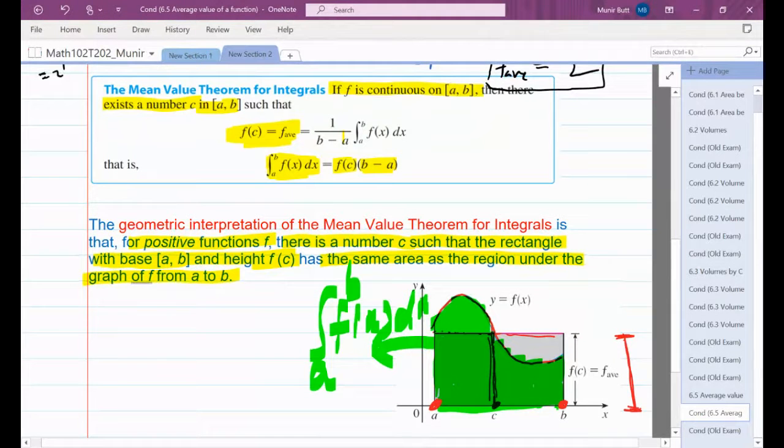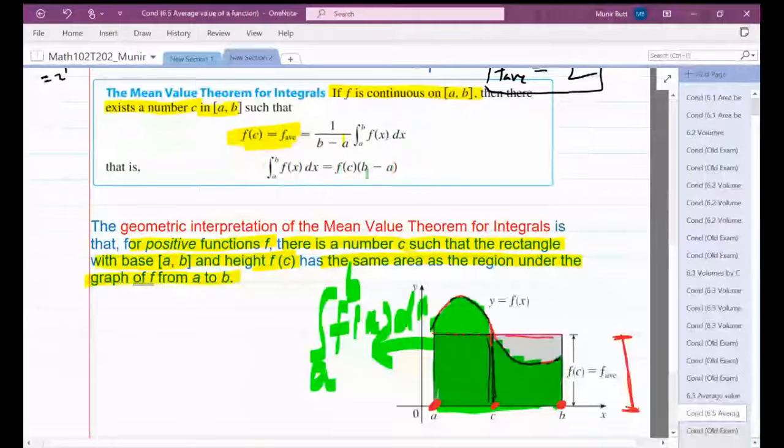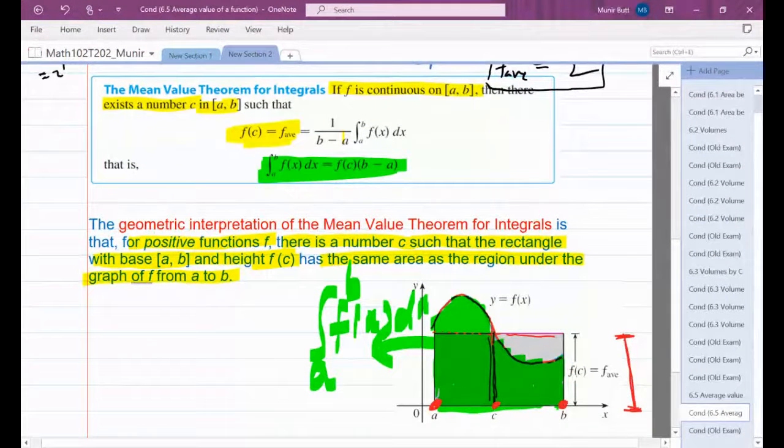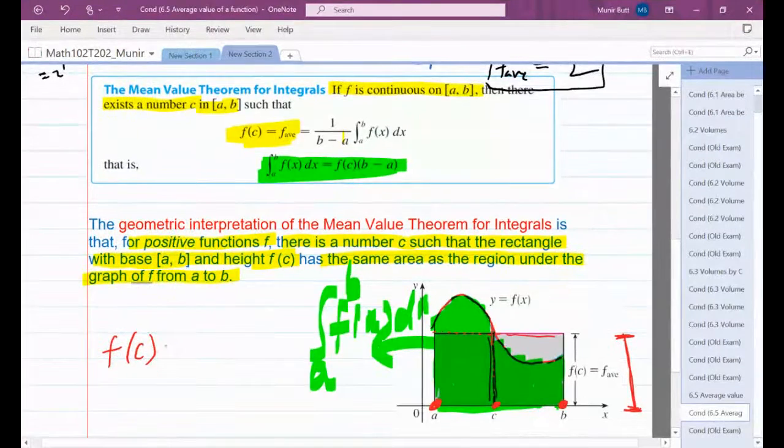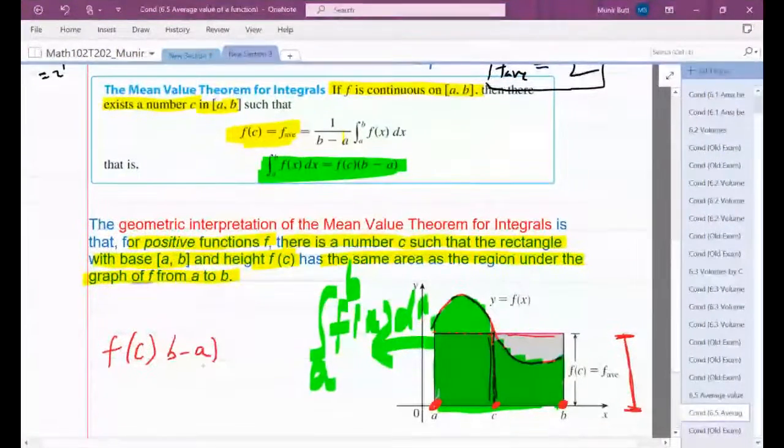But what this theorem says here is a different one. It says that this area can be calculated as follows: this area will be equal to f of c into b minus a. Now what is this?